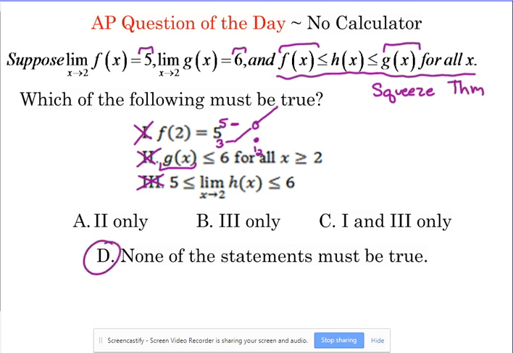This is one of the situations where none of the statements must be true. They could be true in certain situations, but they don't have to be true all the time. Okay, must be true means all the time.